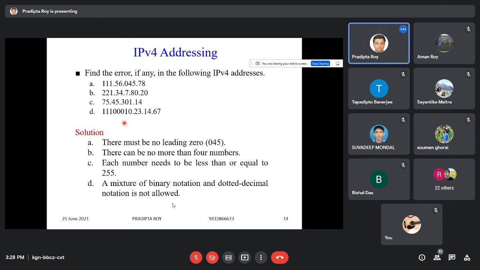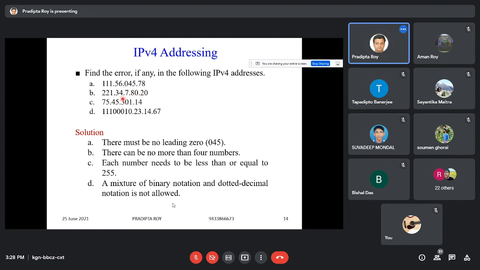Now, how can you find the error, if any, in the following IP addresses? What is the error in the first question? The error is due to the leading zero in the third octet. There must not be any leading zero.